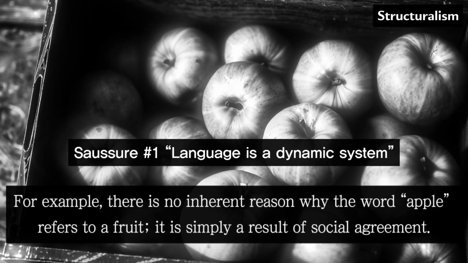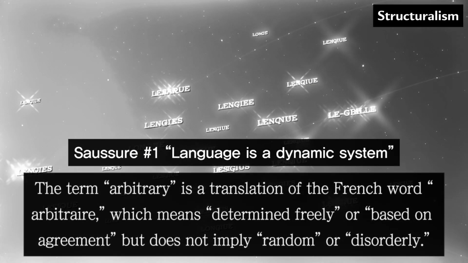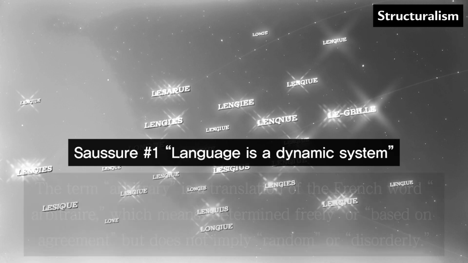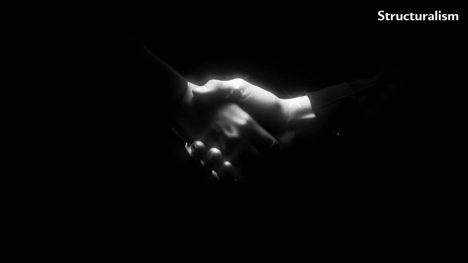For example, there is no inherent reason why the word apple refers to a fruit. It is simply a result of social agreement. Here, the word apple itself is the signifier, and the concept of the fruit it represents is the signified. The term arbitrary is a translation of the French word arbitraire, which means determined freely, or based on agreement, but does not imply random or disorderly. Saussure used this term to emphasize that the relationship between the signifier and the signified is not a natural necessity, but one defined by social convention.